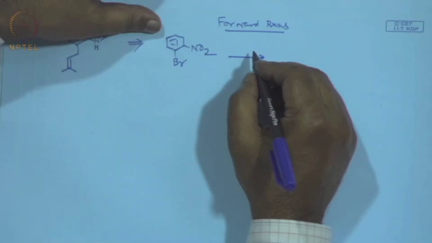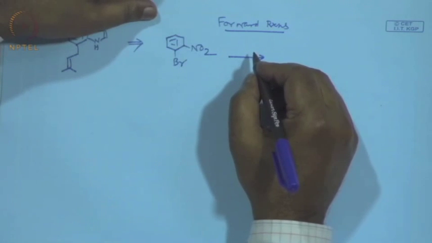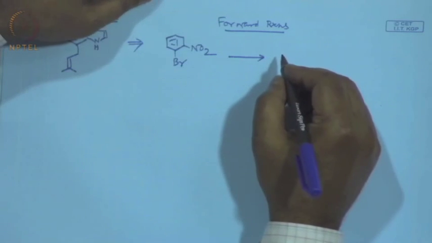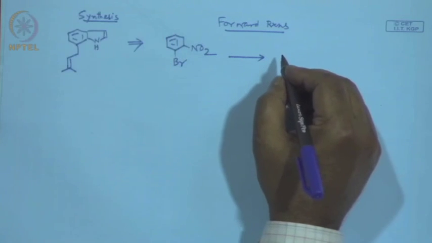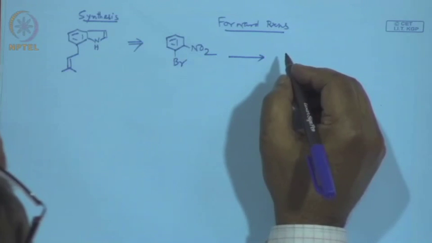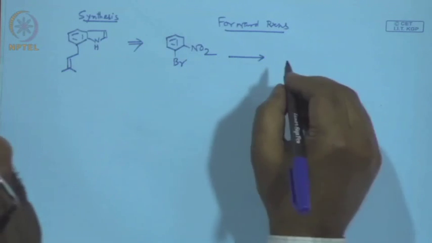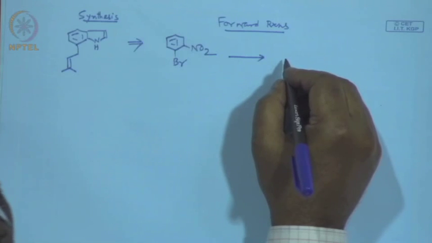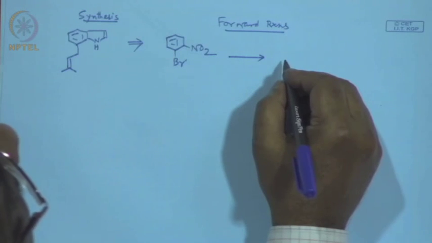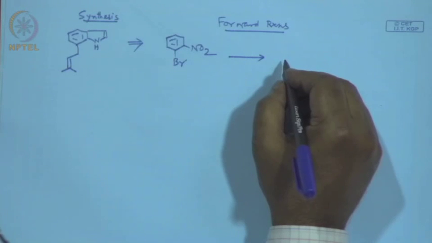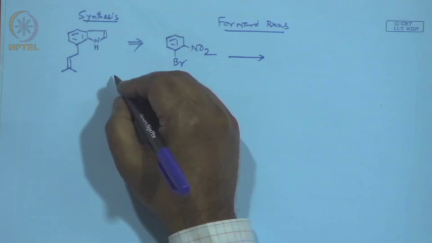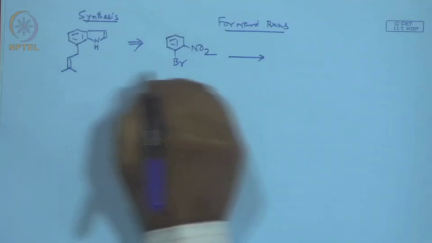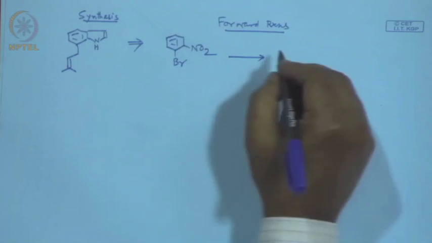Suzuki coupling, with the corresponding boronic acid, that is fine. Yes, Suzuki coupling could be a possibility, but we have to again know all these details, such as how to make the boronic acid. For a simple allyl boronic acid, perfectly all right, but it is an unsymmetrical one, so the Suzuki may also take place on the other side, though in most cases it takes place as expected.